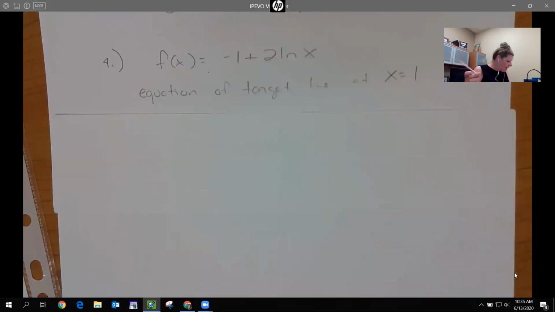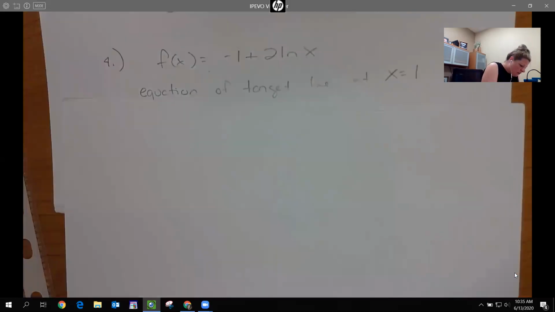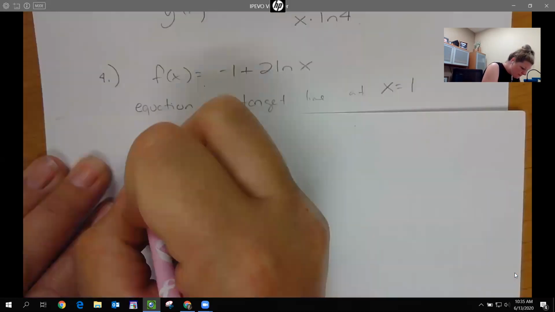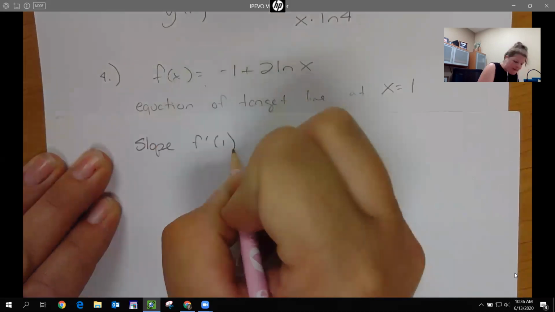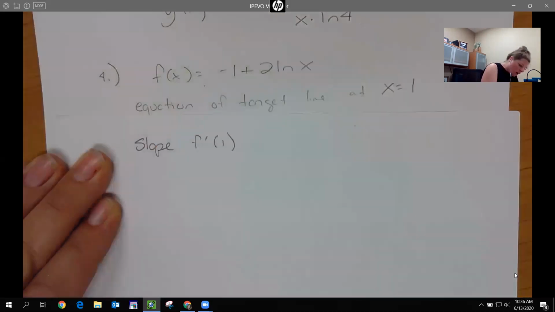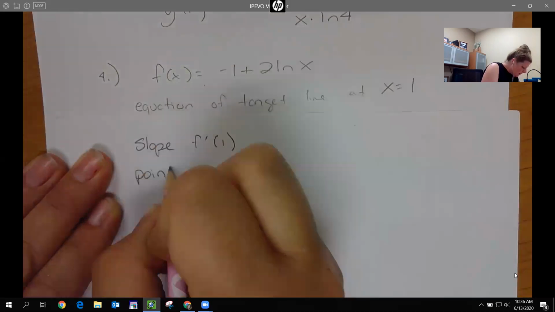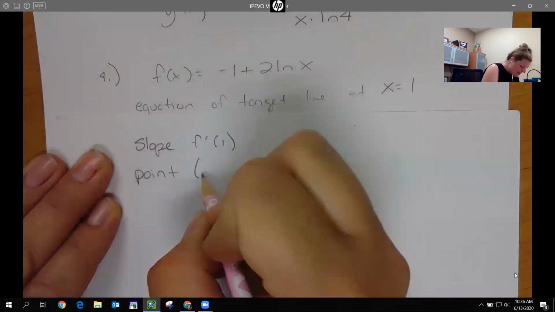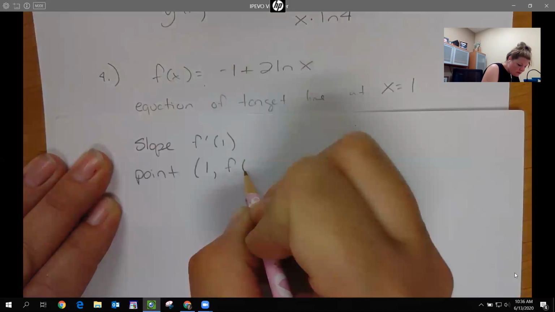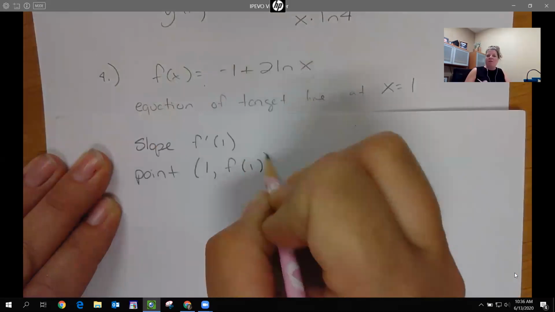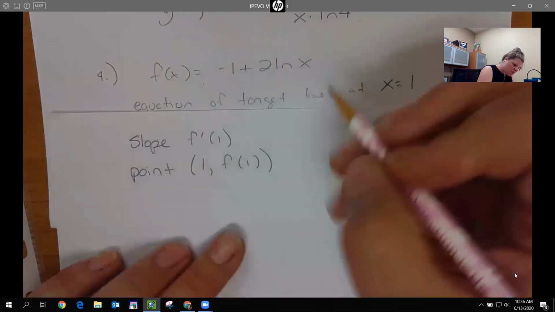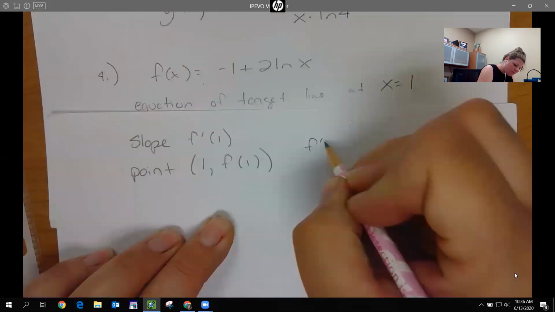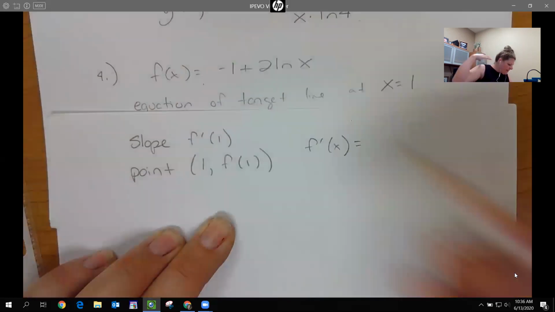So let's do that. To get our slope, we then take the derivative at that value 1. And for our point, we then put that 1 back into our original function, just for your notes there. So we need to take the derivative of this. So what's the derivative of our function? Well, -1 becomes 0.